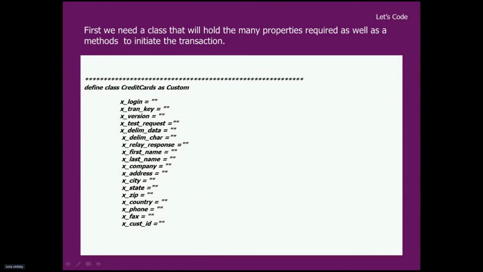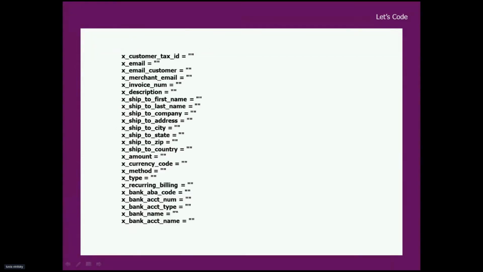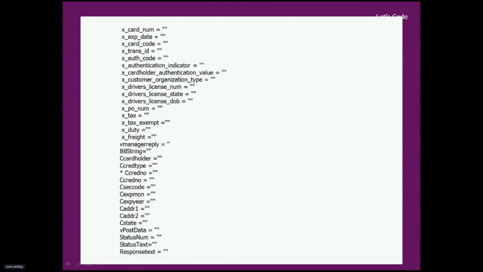Some of them are obvious. Is this a test request? What's the login? What's the company name? And it continues on. Emails, ship to last name, recurring billing, all bank ABA, just many of these things are not even relevant, but they all have to be filled in. And that is about all the properties we need for this class. And at the very bottom, you'll notice that we put status number, status text, and response text. Those actually are returned by the gateway. It's not something that we send to the gateway.